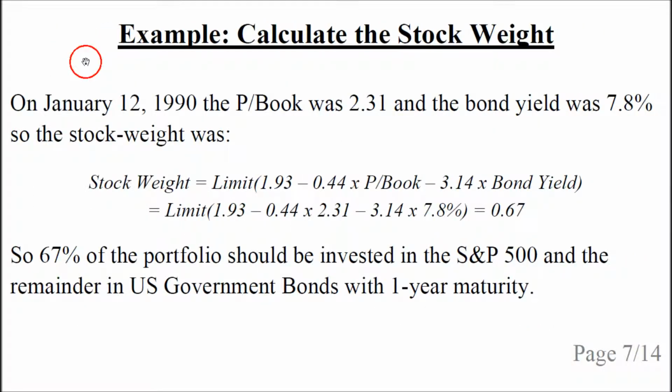So let's look at an example on how to calculate the stock weight. On January 12, 1990, the price-to-book ratio was 2.31 and the bond yield was 7.8%. So we use the formula from the previous slide and we plug in the numbers for the price-to-book ratio and the bond yield, and we get 0.67. And this means that 67% of the portfolio should be invested in the S&P 500 and the remainder in US government bonds with 1 year maturity.